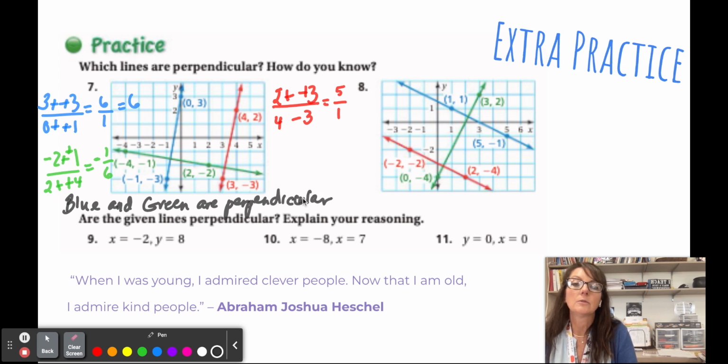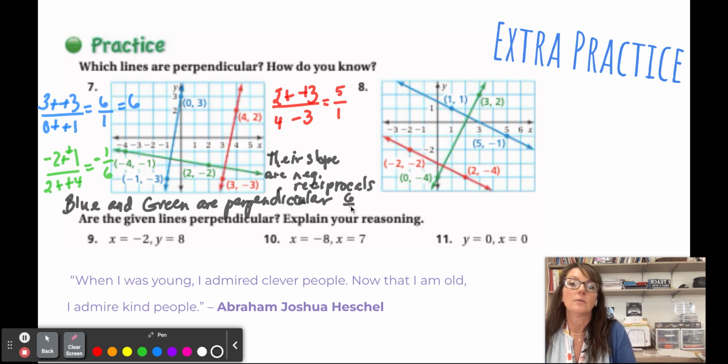That's actually a U. And then the reason is their slopes are, we can call them negative reciprocals. We could say 6 over 1 times -1 over 6 is equal to -1. They have a product of -1. Okay? I'm going to pause the video and let you do number 8.